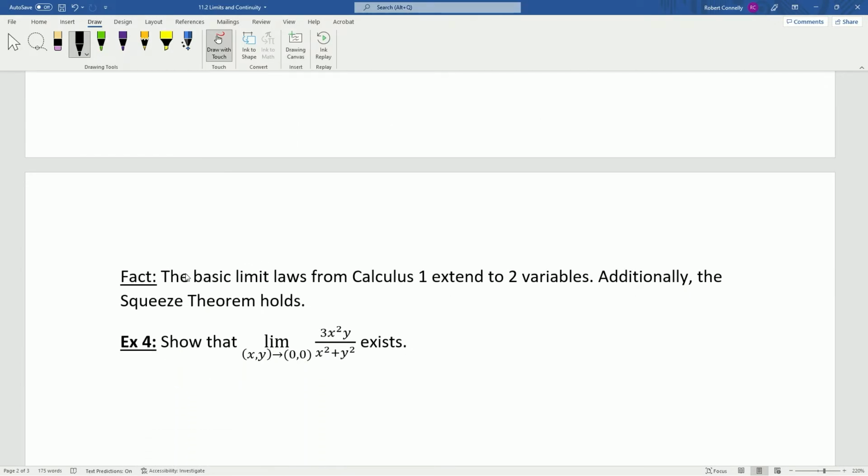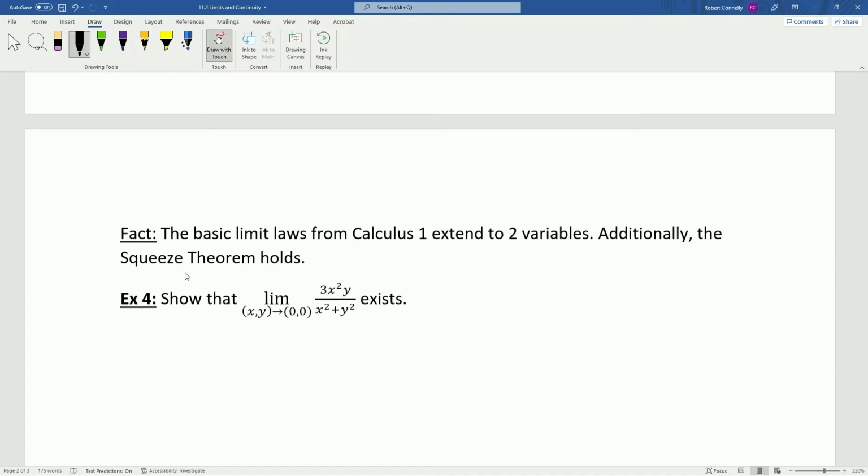Okay, so fact: the basic limit laws from Calculus 1 extend to two variables. So things like the limit of a sum of two functions is the same as the sum of each function's limits. A constant times the limit is equal to the limit of the constant times the function. So that's sort of basic stuff, but more importantly, the squeeze theorem still holds for 3 dimensions. Now, I'm not going to do a squeeze theorem example.